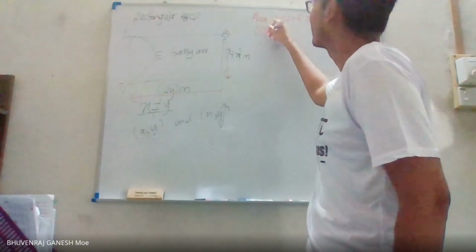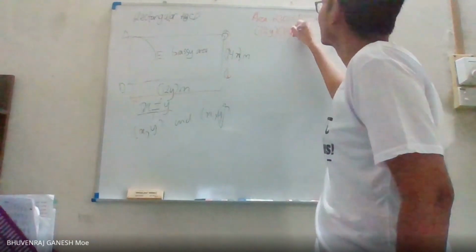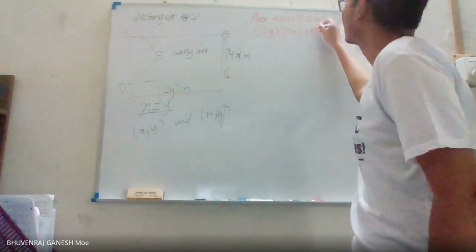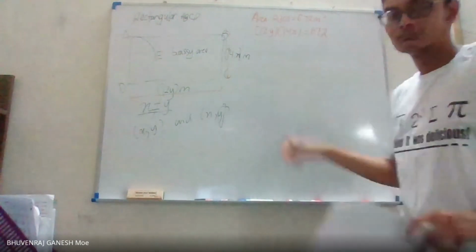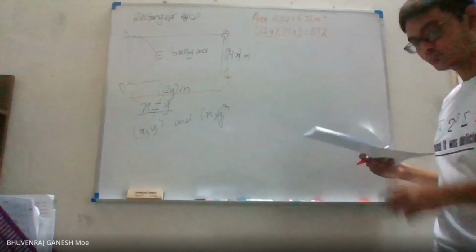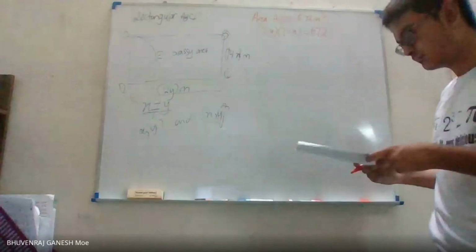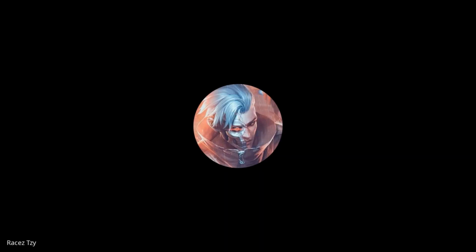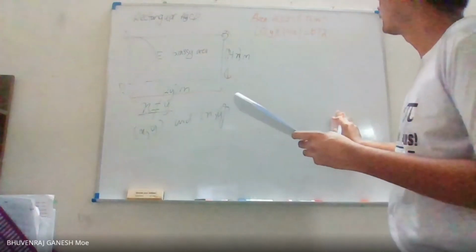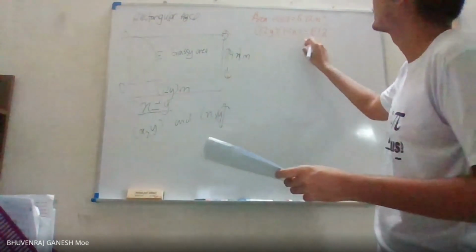So 12y times 14x equals 672. Can you expand this? Expand it. Divide by 2? No need, just straight away. 12y times 14x, how do you expand?